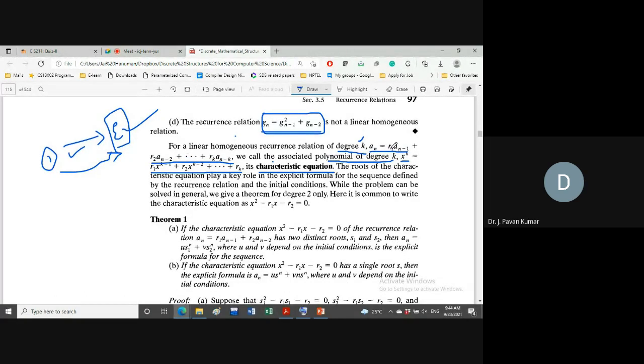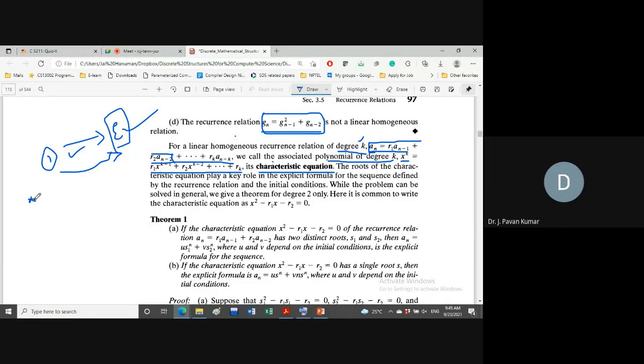Consider degree k equal to 2 only. Then how many terms will we have? a_n = r1 a_{n-1} + r2 a_{n-2}, up to this only. Yes or no? Only 2 terms. Is it clear till this point? If the degree is 2, then a_n = r1 a_{n-1} + r2 a_{n-2}. Now, what is the characteristic equation associated with this? It is x^k. What is k? The degree. What is the degree that we are considering now?